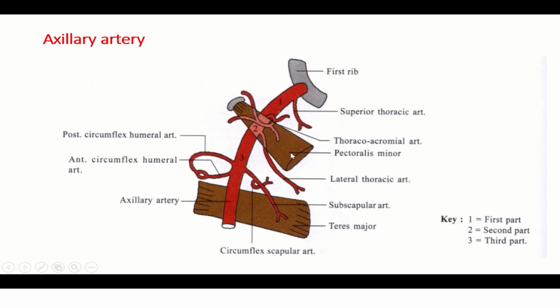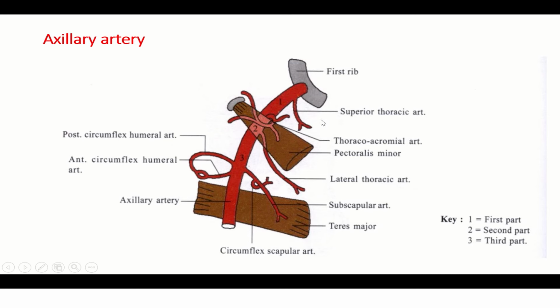And here you can see the branches. The first part gives rise to one branch, the superior thoracic artery: 1 and 1. The second part gives rise to two branches, the thoracoacromial artery and the lateral thoracic artery. Sometimes there might be an additional branch called the alar thoracic artery. So 2 and 2. Then the third part: you can see the largest of all branches, the subscapular artery, giving rise to a small branch, the circumflex scapular artery. And here you can see the anterior and posterior circumflex humeral arteries. So three branches from the third part: the subscapular artery, the anterior circumflex humeral artery, and the posterior circumflex humeral artery.